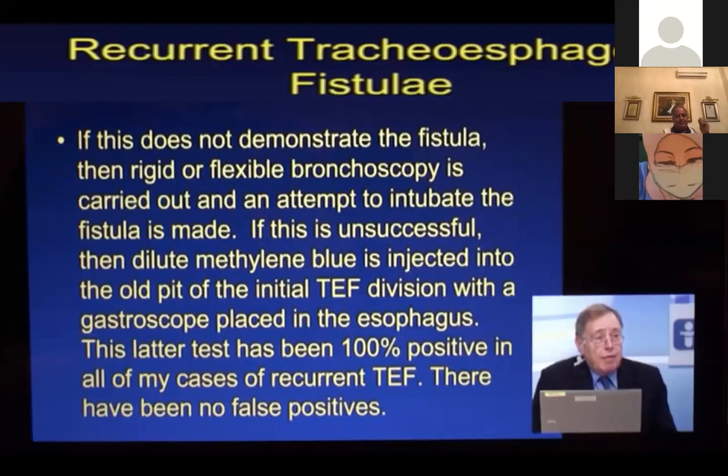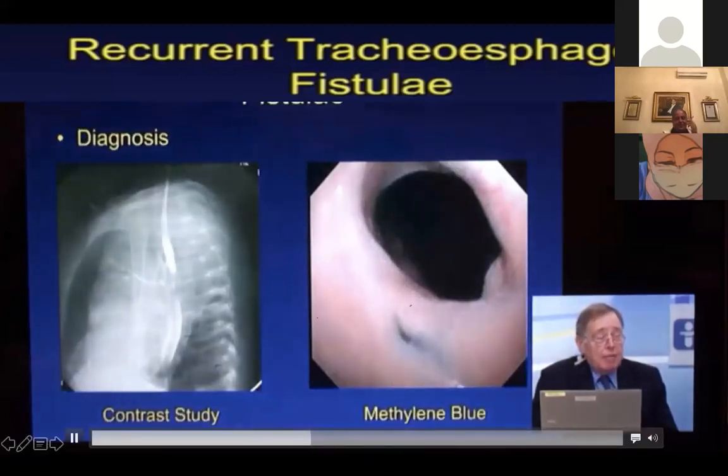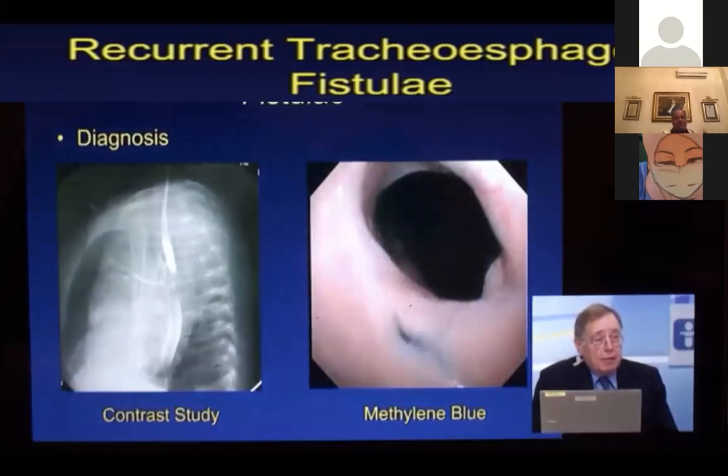If this is unsuccessful, then dilute methylene blue is injected into the old pit of the initial TEF division with a gastroscope placed in the esophagus. And one little thing to keep in mind, a very simple thing, but people forget: always put your gastroscope into the esophagus before you inject the methylene blue. And always dilute the methylene blue 1 to 10. Otherwise, if you put straight methylene blue in, everything turns blue and you have no idea what's going on. And then once you get everything in place, you can inject the dilute methylene blue.